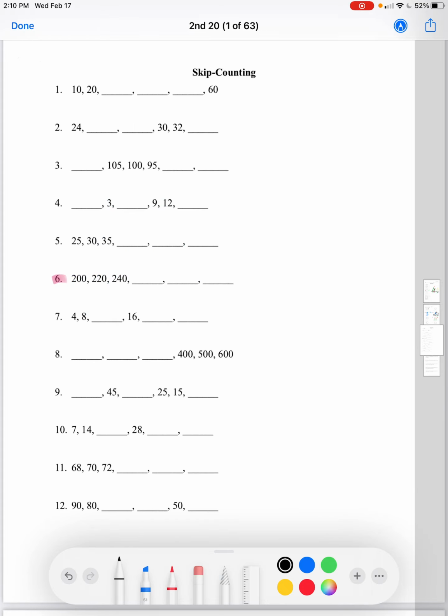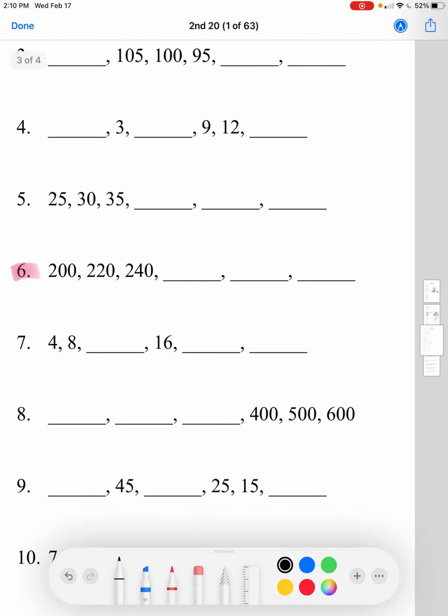Now let's go over skip counting. We'll just do one example from here. We'll do number 6. We have the numbers 200, 220, 240, and then we have 3 blanks after that. So first we'll find the pattern in the numbers that are given to us right here. So let's first find the difference between the first two numbers here.